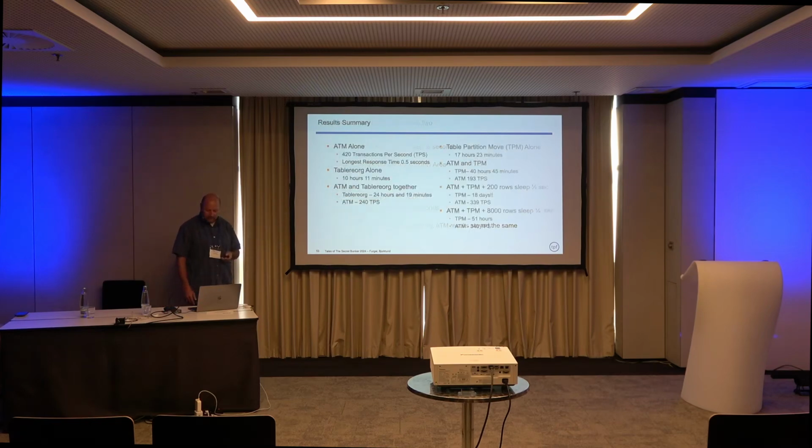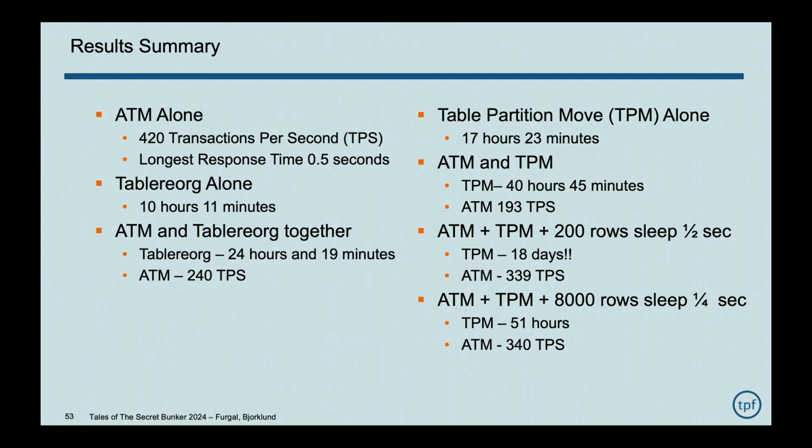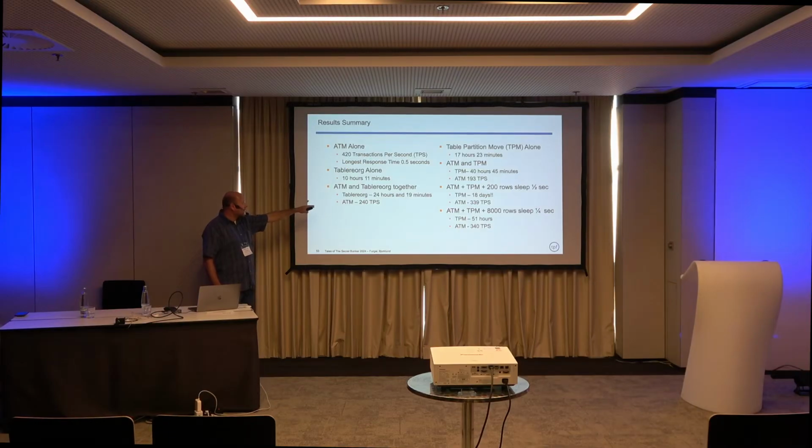So to summarize, I gave you a lot of data here, so let's summarize what we have. So ATM by itself is 420, right? Table reorg by itself is 10 hours. ATM and table reorg brought the table reorg to 24 hours and dropped the transactions per second in half. So that's beating up the system. Table petitioning took 17 hours. Putting the ATM and table petitioning together dropped the TPS down to 193. So that's not really the best approach.